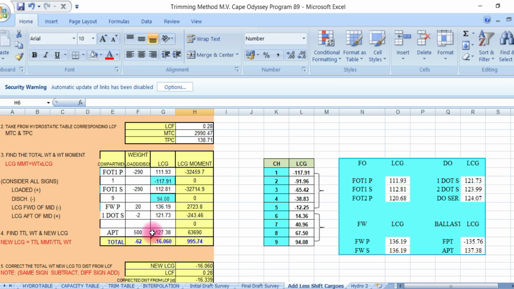Now, you will take out this ballast because you will not be using the ballast. You will still be consuming about 580 metric tons for one tank. You would consume 290 on the port side and 290 on the starboard side, and you will produce 20 tons of freshwater and consume 2 tons of diesel oil.